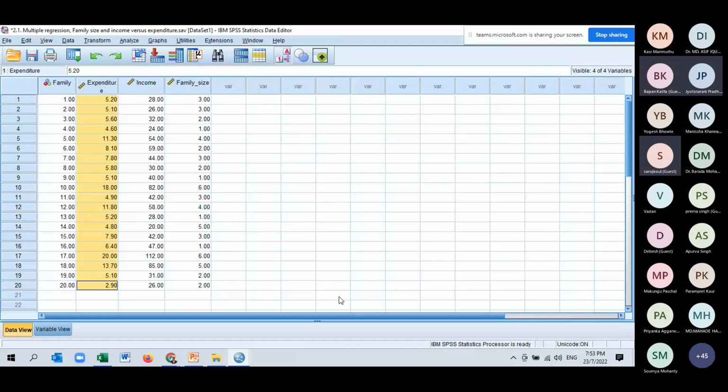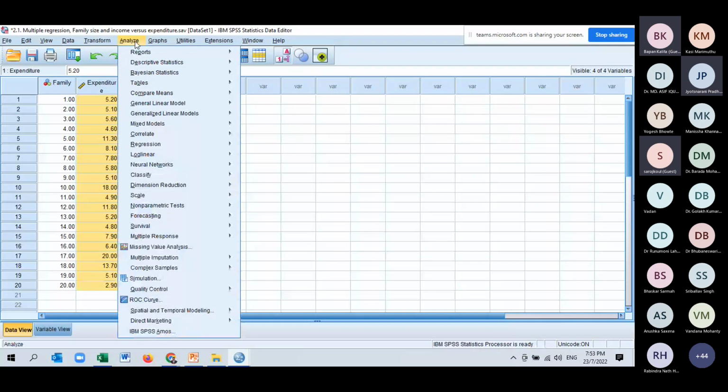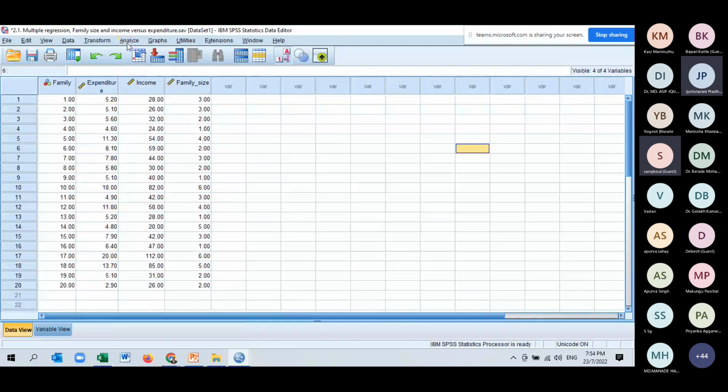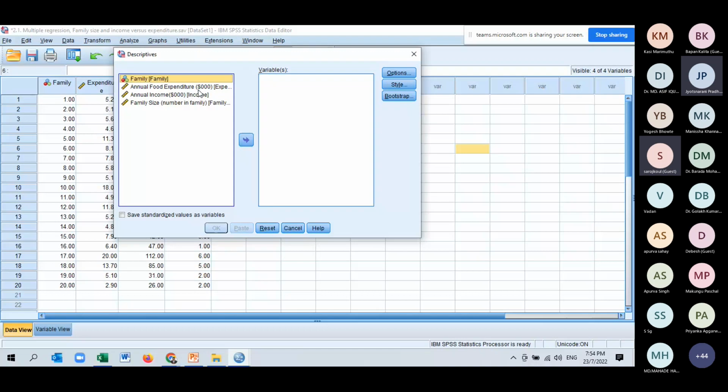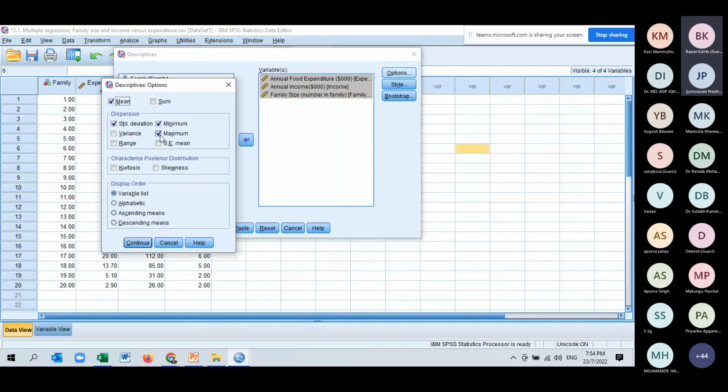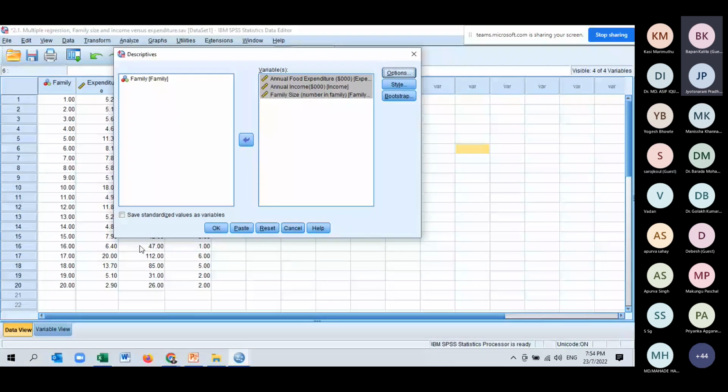Shall we run? After this, I will give you a 5 minute break. Go to Analyze, Descriptive. You can run descriptives also, it is better, you will have some idea. Go to Analyze, Descriptive, and transfer all of them. Click Options. Minimum and maximum are not needed; mean and standard deviation are enough. Continue, click OK.